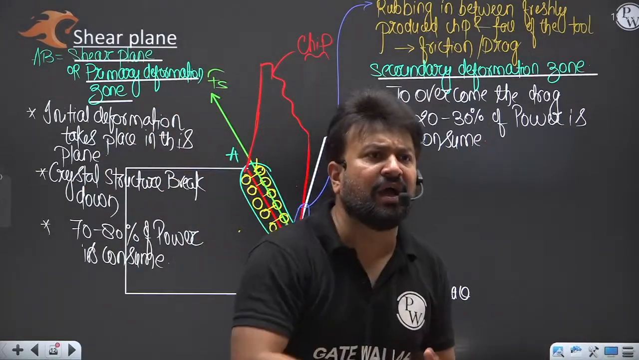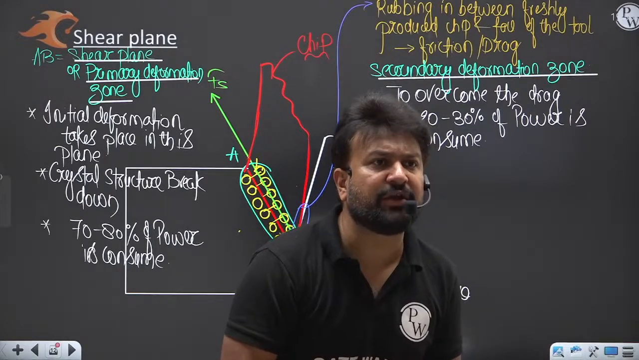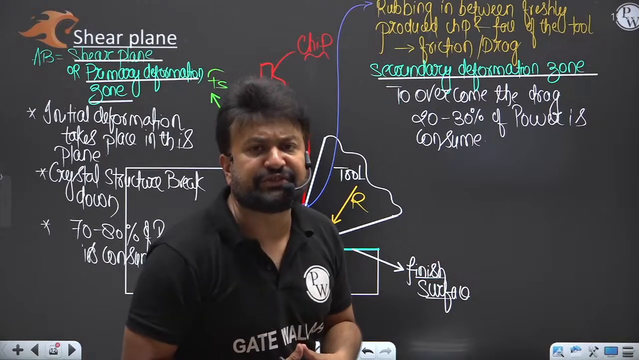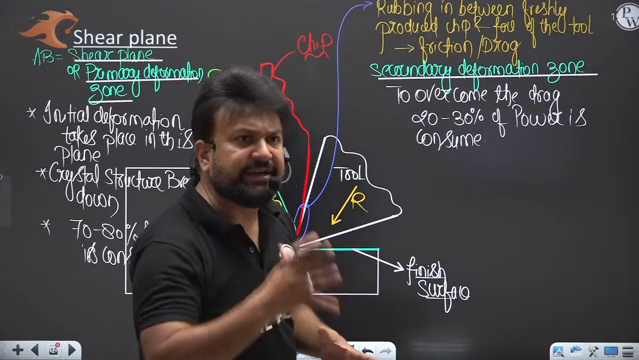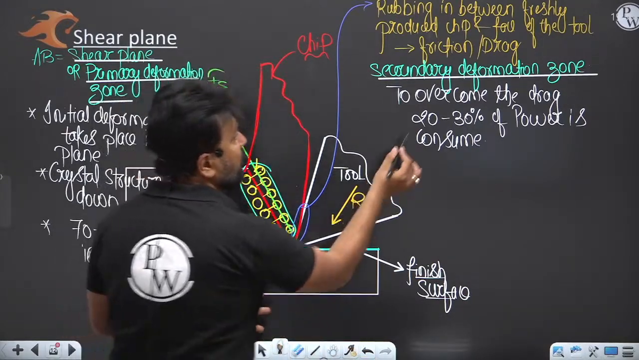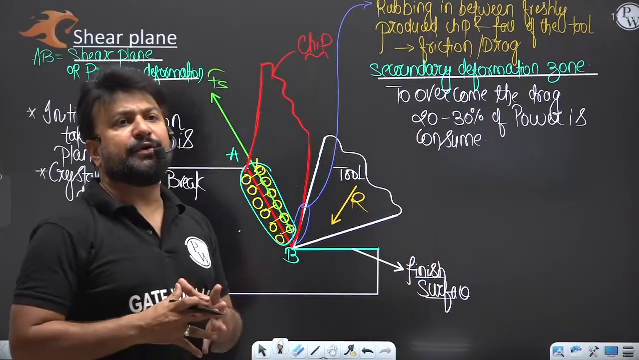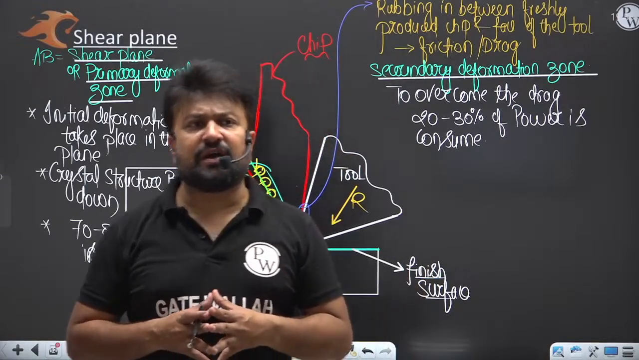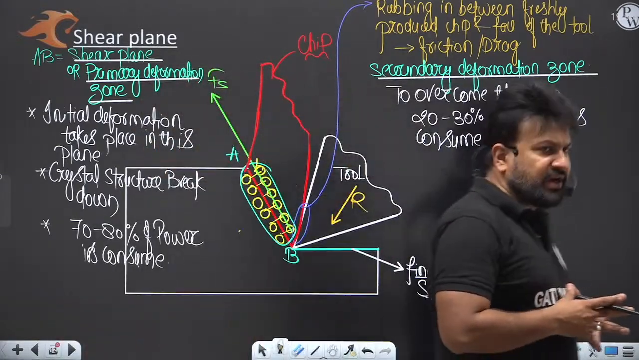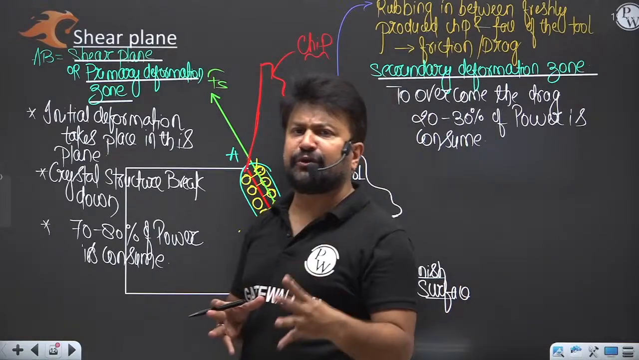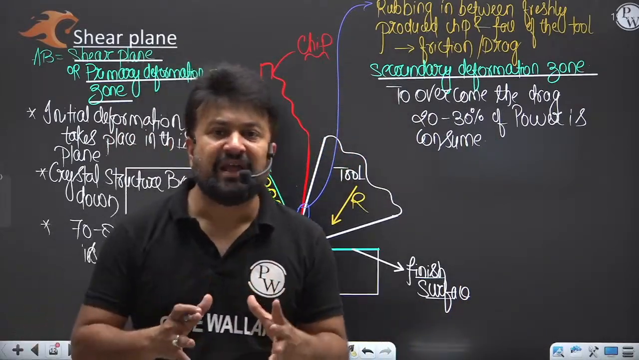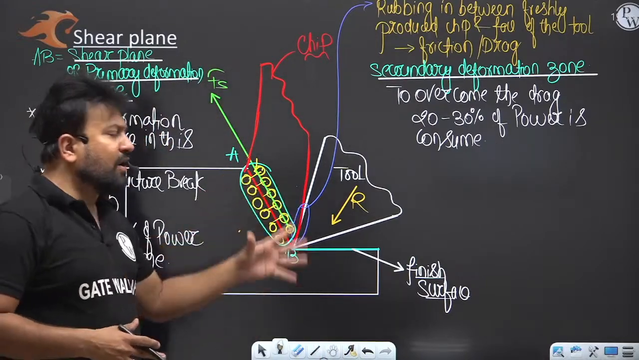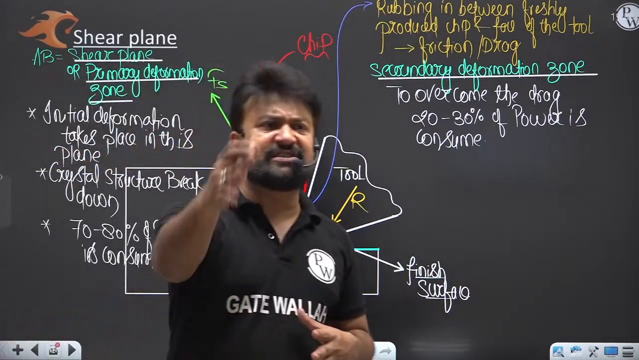Jayesh Patel, are you there? Here 20 to 30% of the power is consumed to overcome the drag. Are you getting my point? Now you can decide by yourself. It's your homework and assignment: you have to think which zone is hotter, the secondary or the primary deformation zone. Yes or no, everybody?